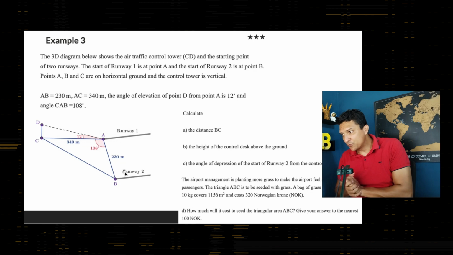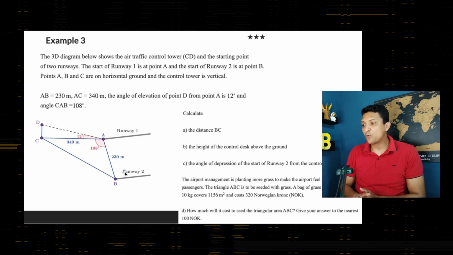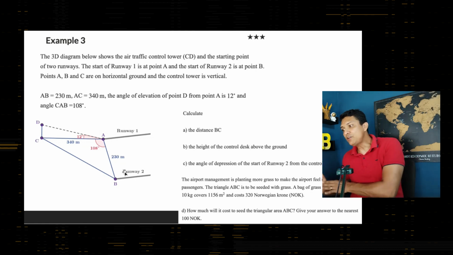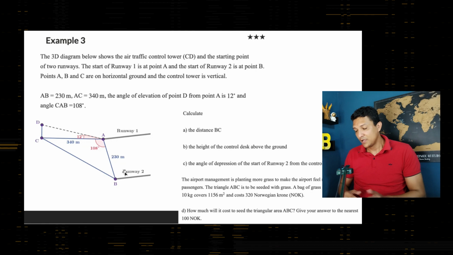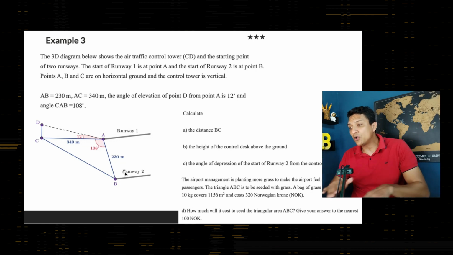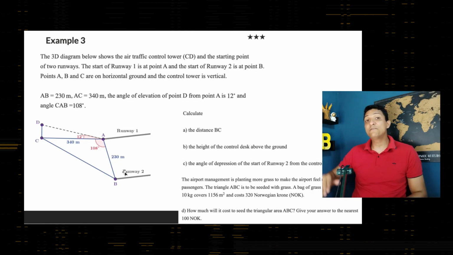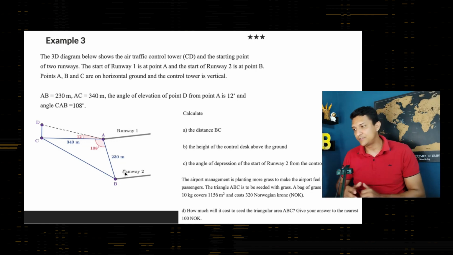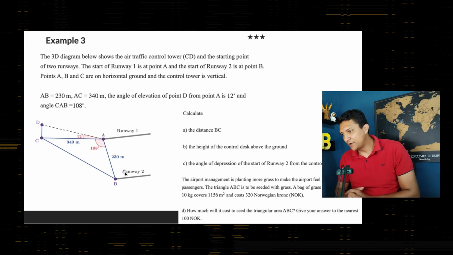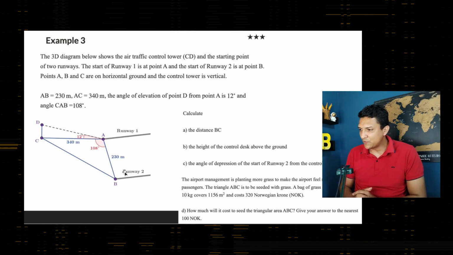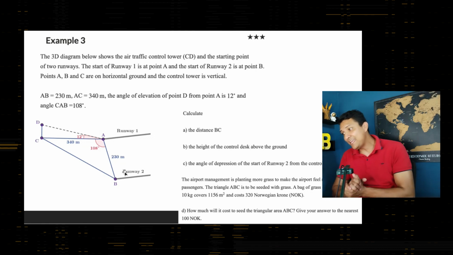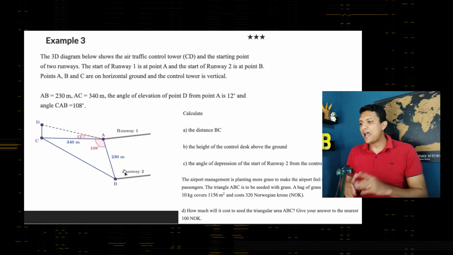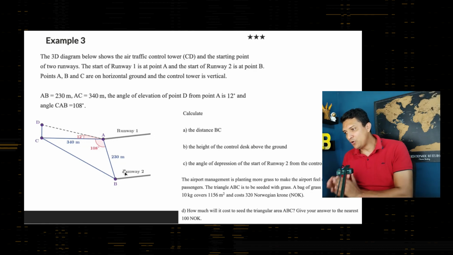Let's continue reading. It says, and the starting point of two runways. The start of runway 1 is at point A, and the start of runway 2 is at point B. Points A, B, and C are on horizontal ground, and the control tower is vertical. So here we have the definition that they are at different altitudes. Now they tell us that AB equals 230 meters, AC equals 340 meters, the angle of elevation of D from point A is 12 degrees, and the angle CAB is 108 degrees.